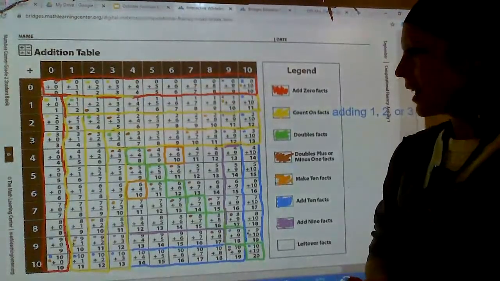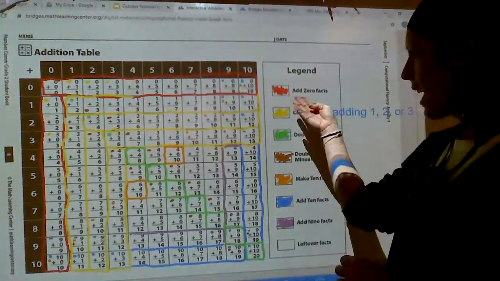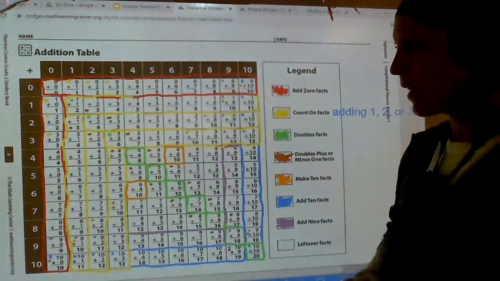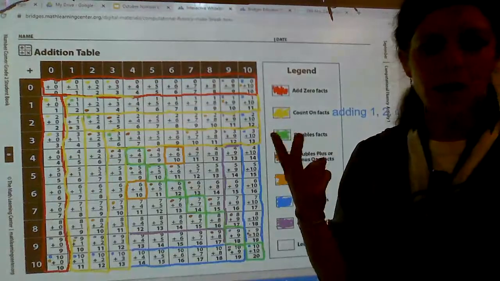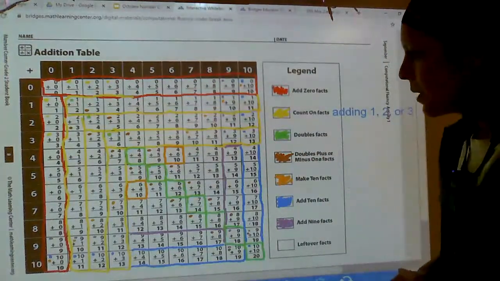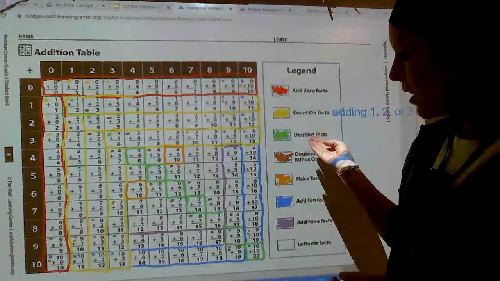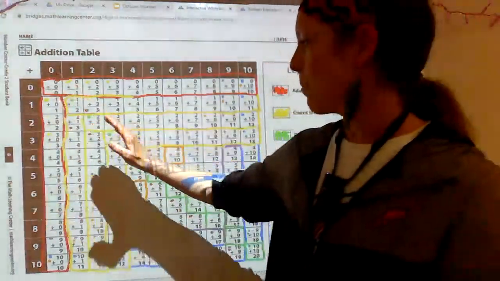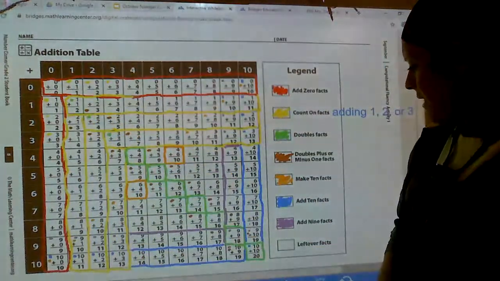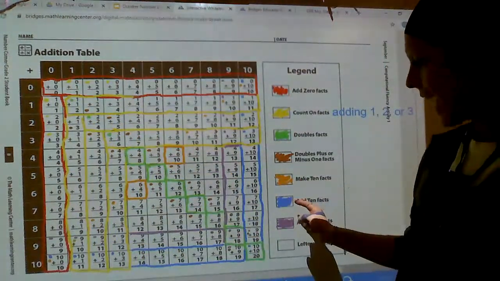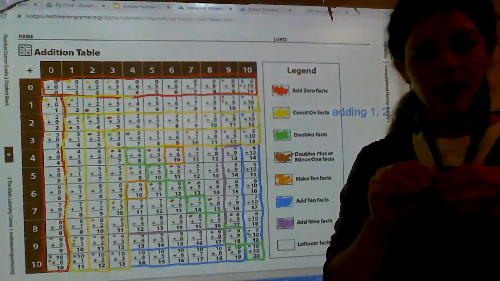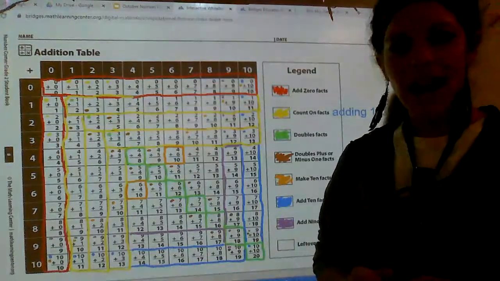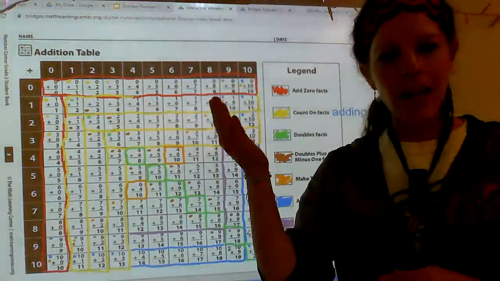So if we look over in our legend, we have learned the add zero facts. We have learned the count on facts by counting on or adding 1, 2, or 3 to a number. We have been playing around with the doubles facts, which are in green and diagonal, up and down. And what did we do last time? Down here, the add 10 facts, where we looked at that number rack and we could quickly add 10. And we looked at the add 9 facts, where you could think about the add 10 fact and then just take one away.